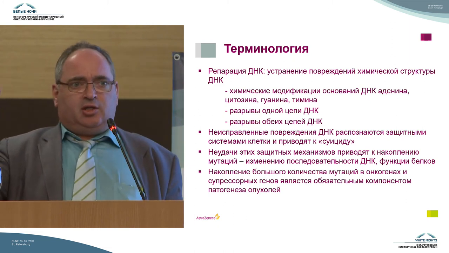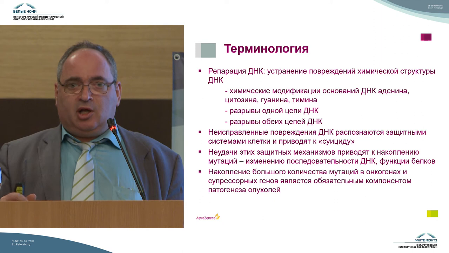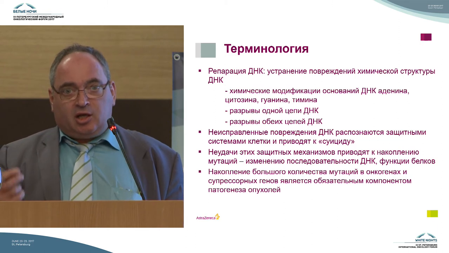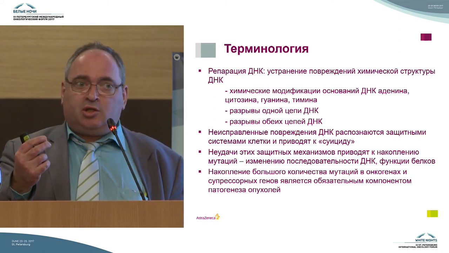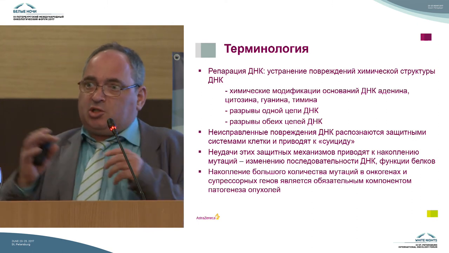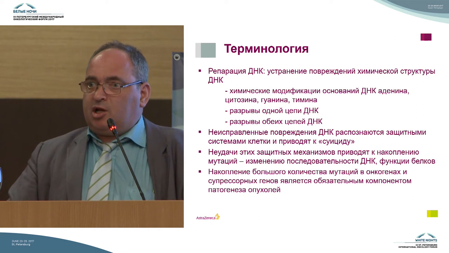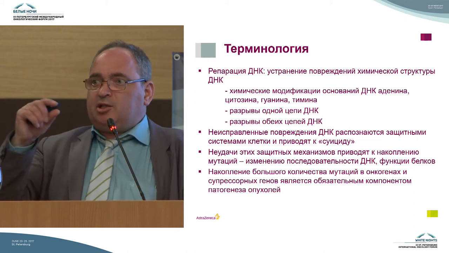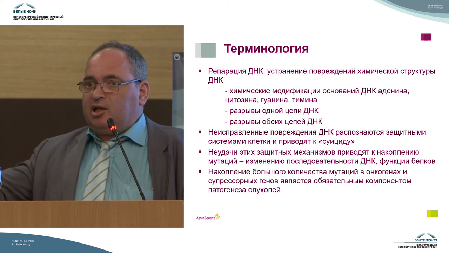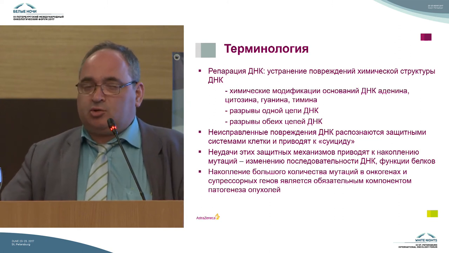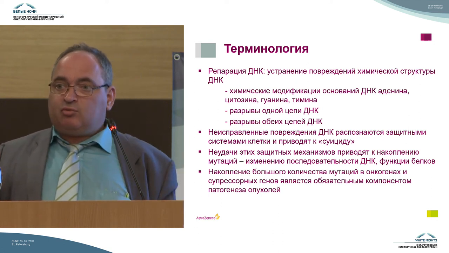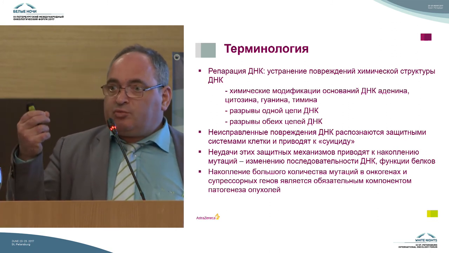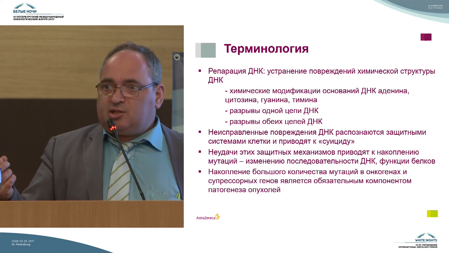DNA consists of nucleotides: adenine, guanine, cytosine, and thymine. If the structure of a nucleotide gets damaged, that's exactly a chemical damage. For example, we have oxoguanine instead of guanine. It's not a normal thing. Those nucleotides should be removed. If we have ruptures of DNA, it's also the distortion of its chemical structure, and they should be removed by DNA reparation elements. If this elimination doesn't take place, the damage builds up.